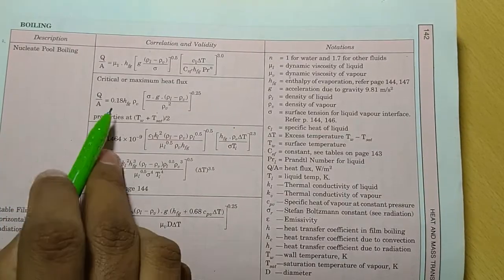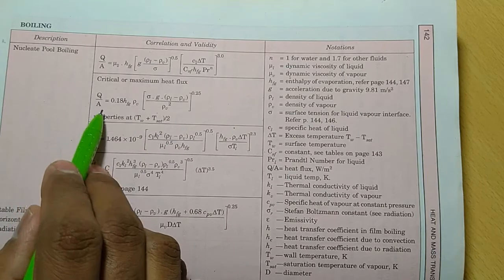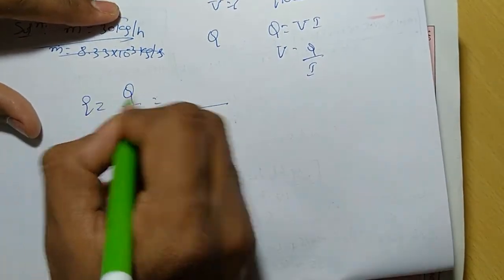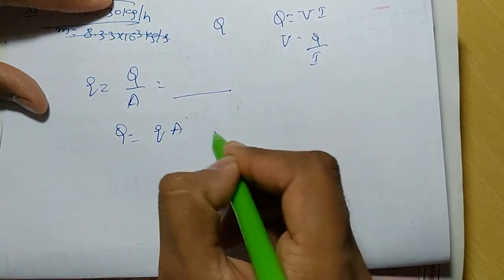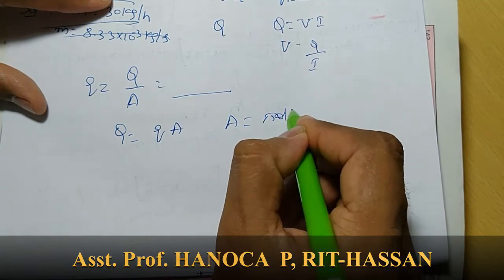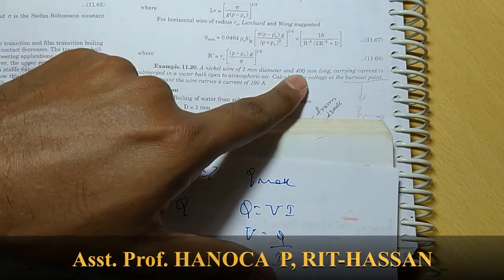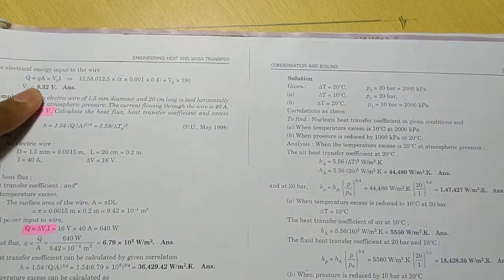After taking all the data, you substitute here 0.18 HFG rho V into this one. After this, you will get Q by area as the answer. This is the heat flux, but what we require is Q, which is equal to Q by area into area. Area means pi into D into L, pi DL, which is already given. Diameter is 1 mm, length is 40 mm. Substitute here, find out As, then you obtain the Q. After obtaining the Q, next is V into I, find out the V.